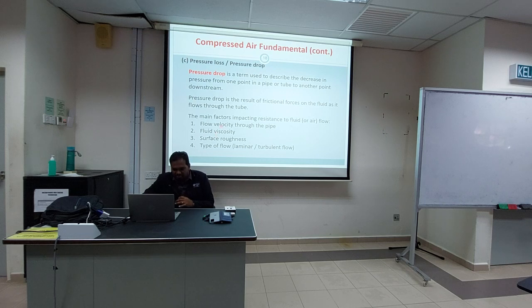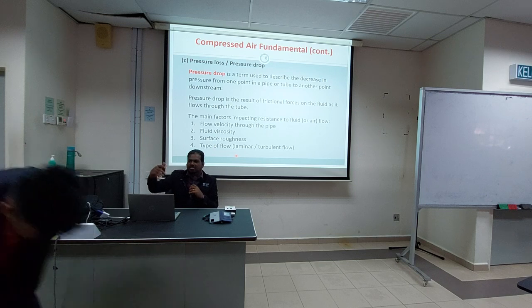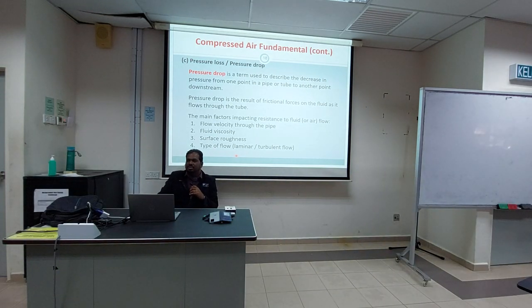Okay? So fluid viscosity and surface roughness, okay, surface of the hose. It will impact the resistance and type of flow. So whether it's a laminar. So normally kalau dia laminar, dia tak ada friction lah, dia smooth. So kalau tiba-tiba dalam tu ada turbulent, tiba-tiba ada some leakage or what, so it will disturb the flow and it will cause a resistance. It will impact the resistance of the fluid. Okay, so all these are related to pressure loss and also pressure drop.